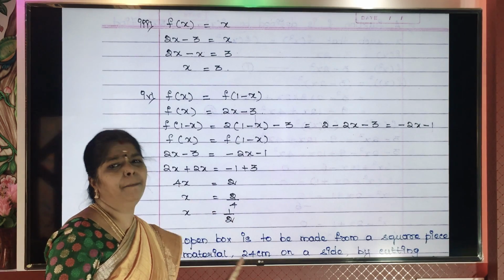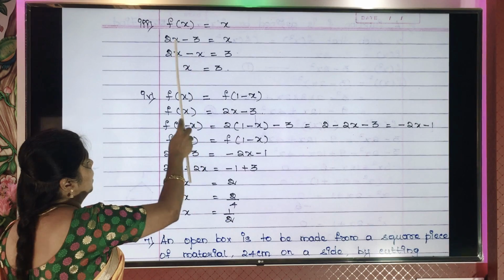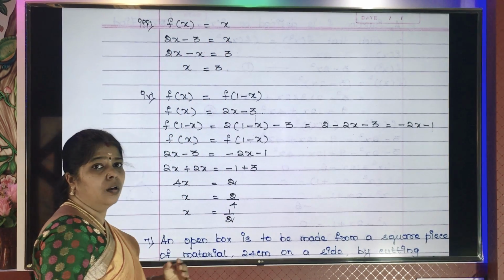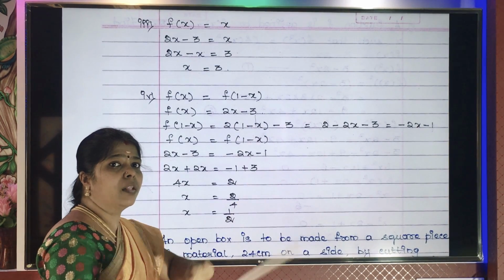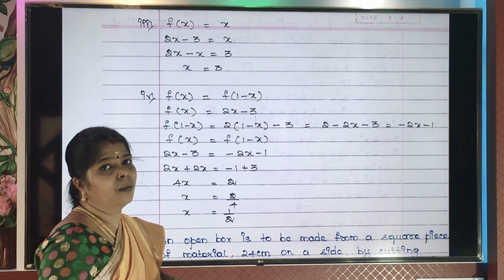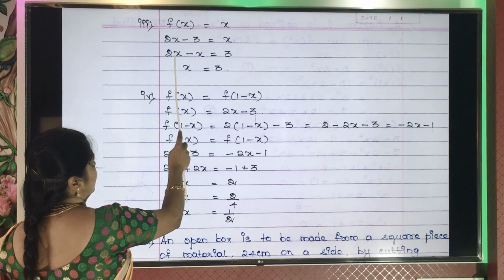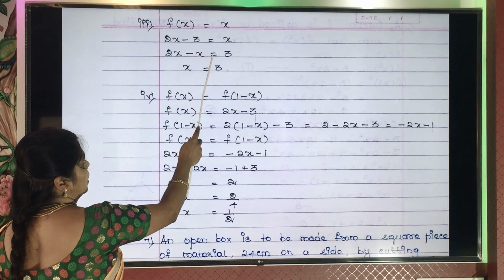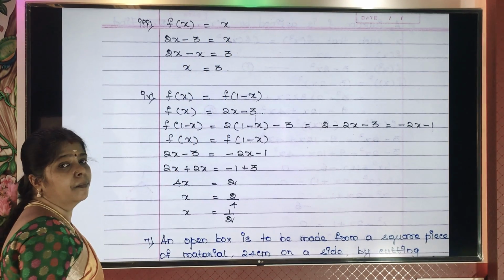Again children, the same procedure only. In the place of f of x, whatever is given in the question you need to write. 2x minus 3 is equal to x. Children, you all know how to solve an algebraic equation. You have to take all the variables to one side and keep the numbers on another side, so that it will be easy for you to simplify. Likewise, 2x is here, plus x, when it goes to this side it becomes minus x, equal to minus 3, take it to the other side, it becomes plus 3.